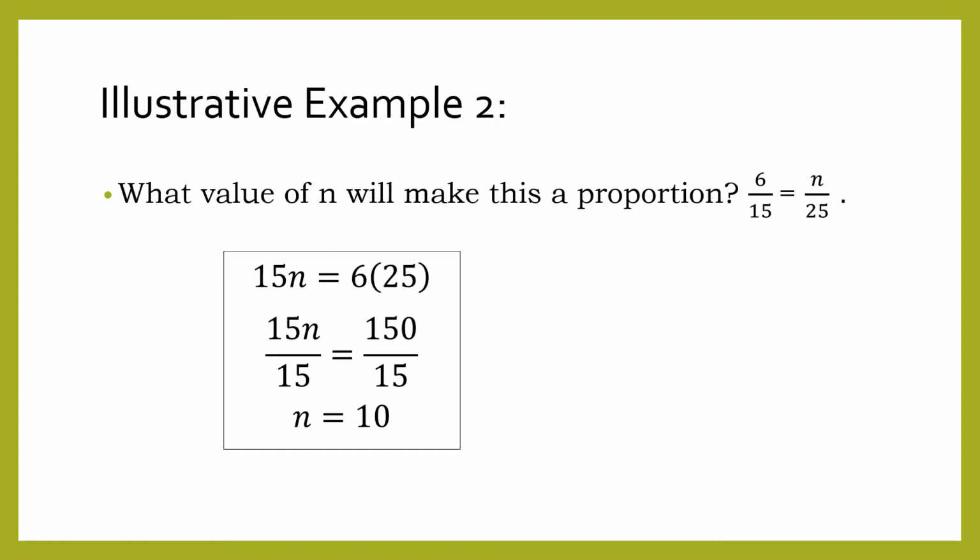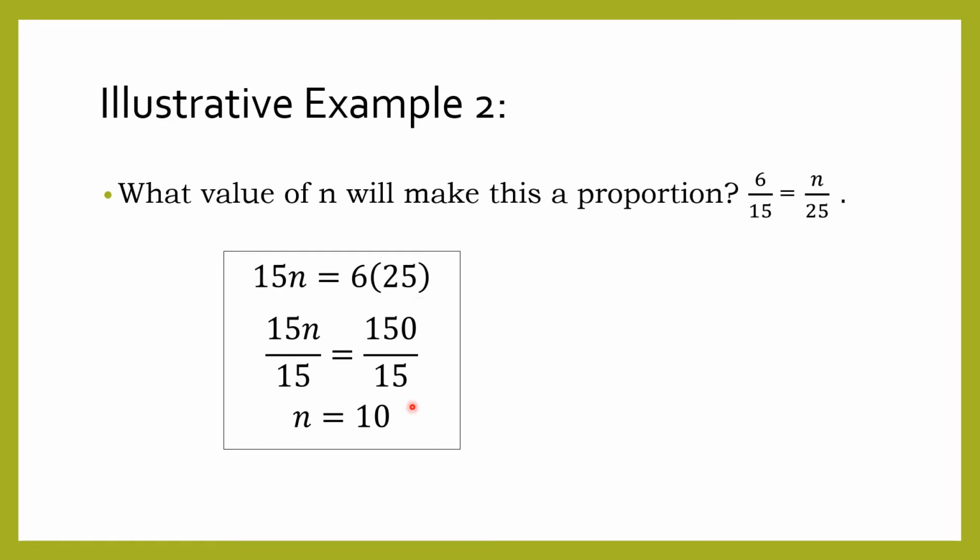Example number 2. What value of n will make this a proportion? 6/15 is equal to n/25. So what we are going to do is to multiply the means and the extremes. So let us first multiply the means. So 15 times n is equal to 15n, and 6 times 25, these are the extremes.